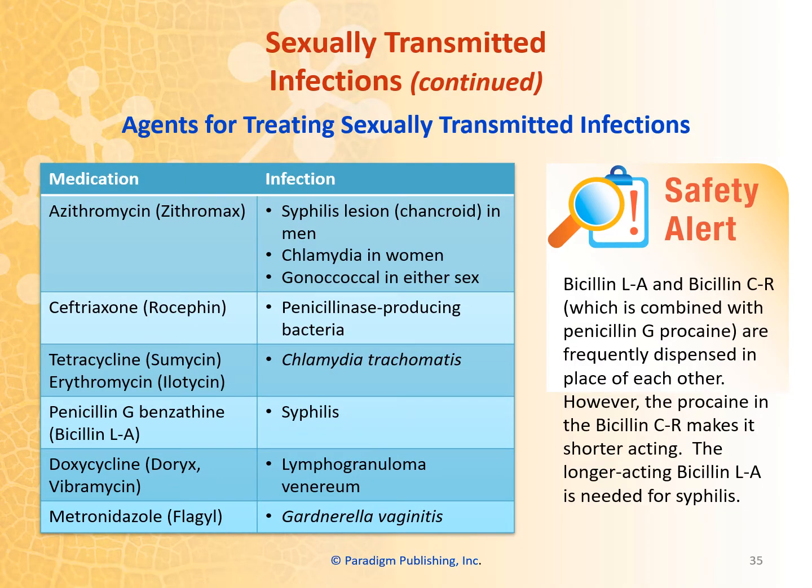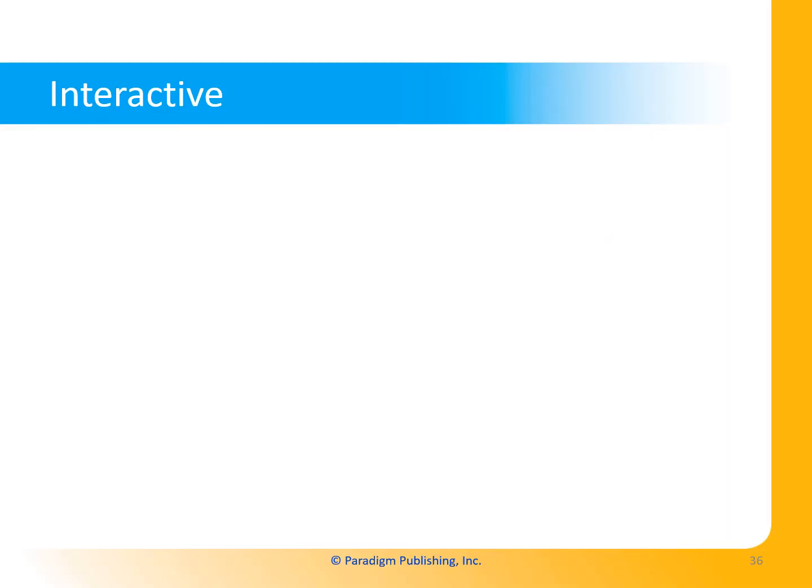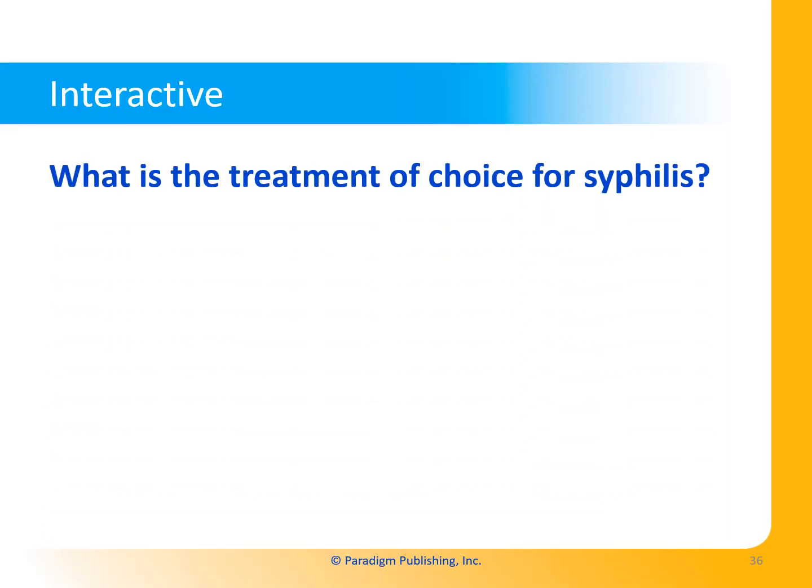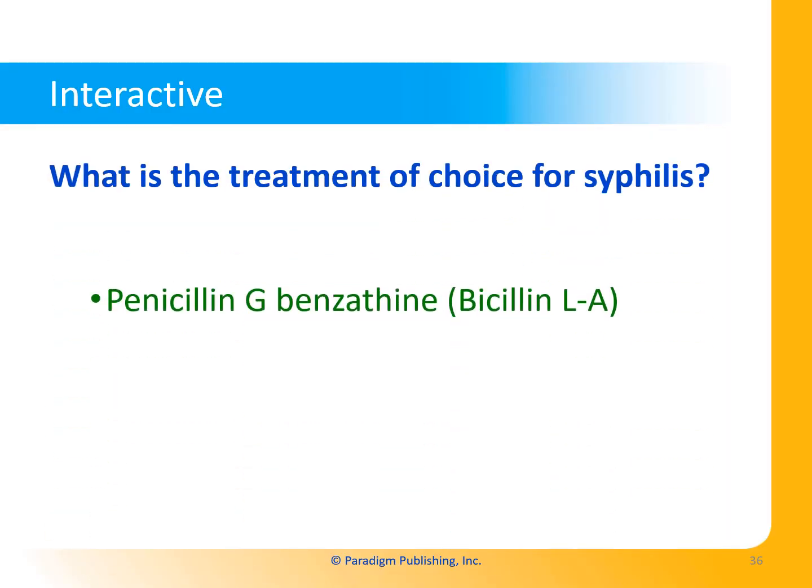Agents for treating sexually transmitted infections: azithromycin, ceftriaxone, tetracycline. Those are all really common antibiotics used to treat different sexually transmitted infections. What is the treatment choice for syphilis? Penicillin G, benzathine.